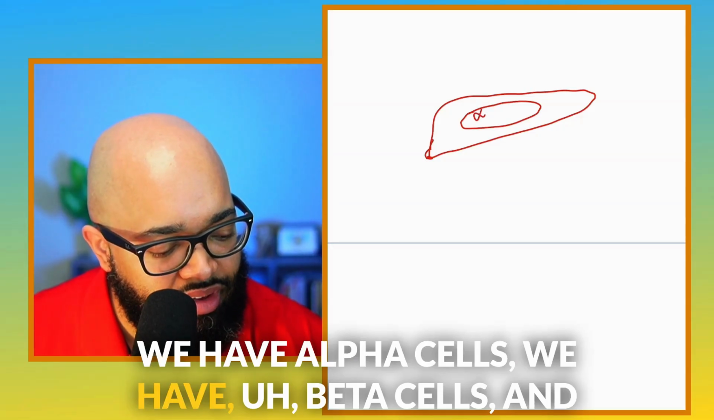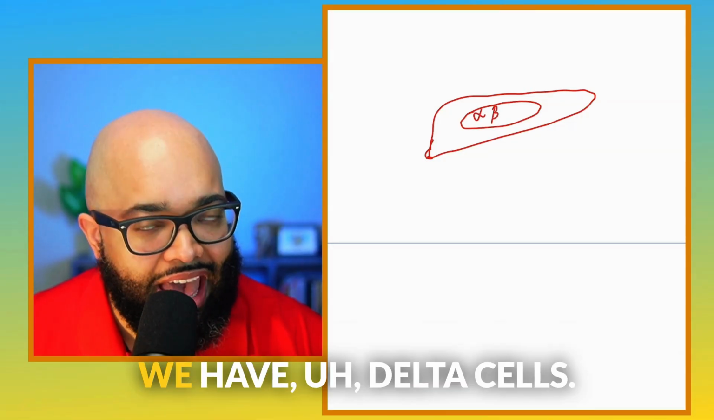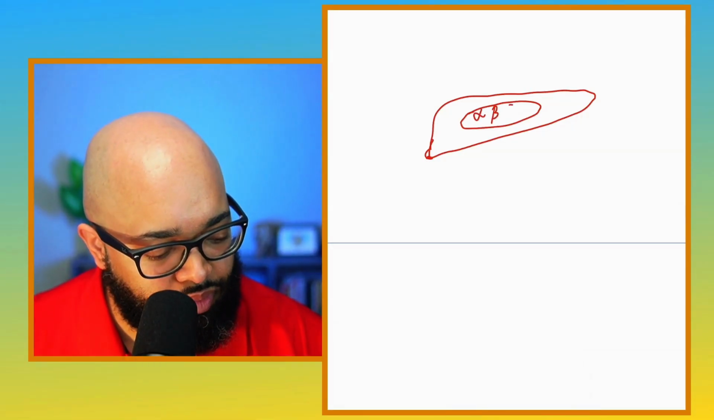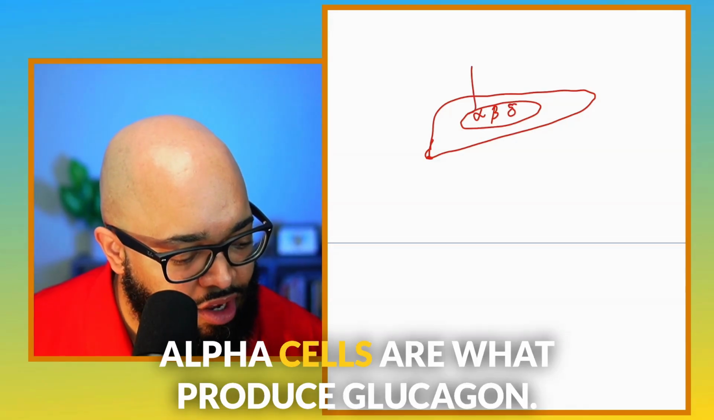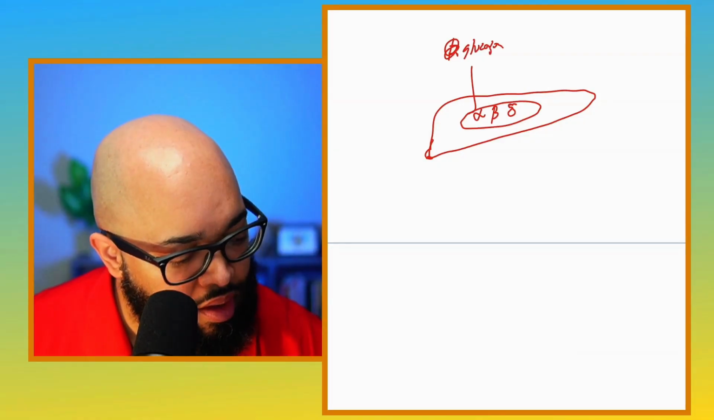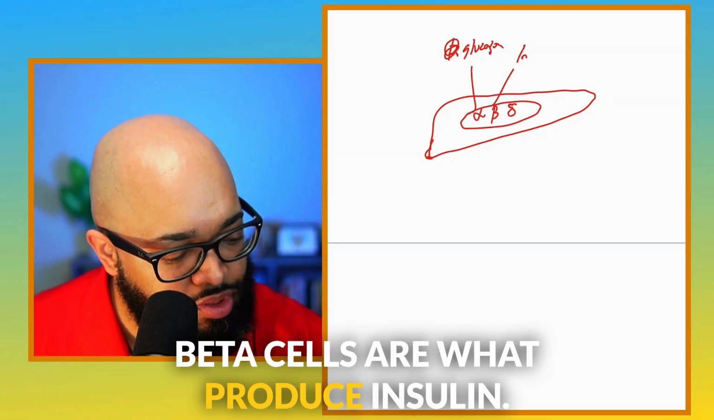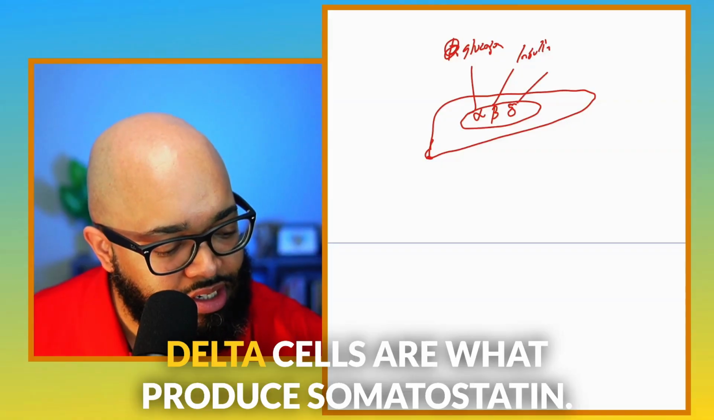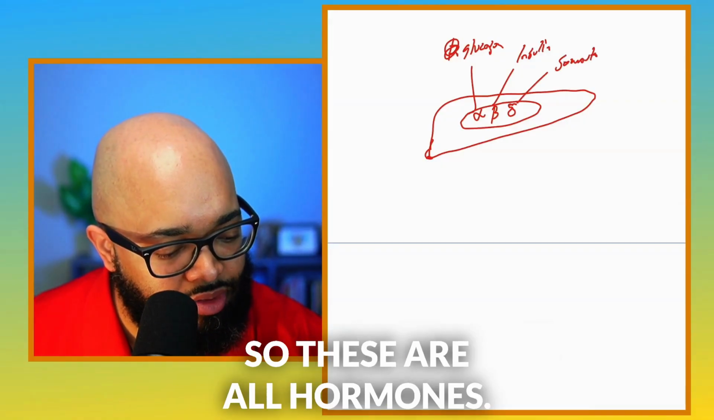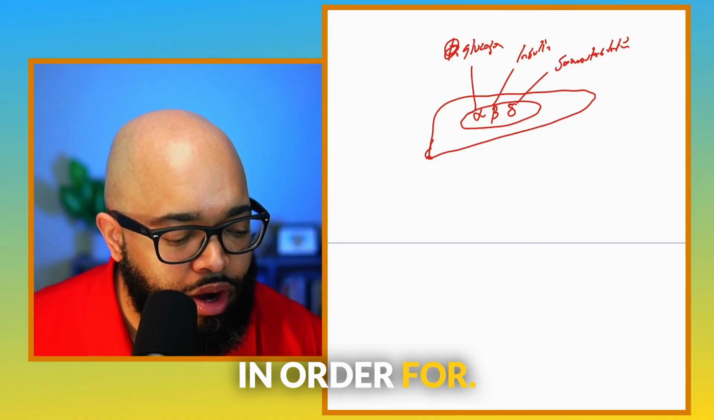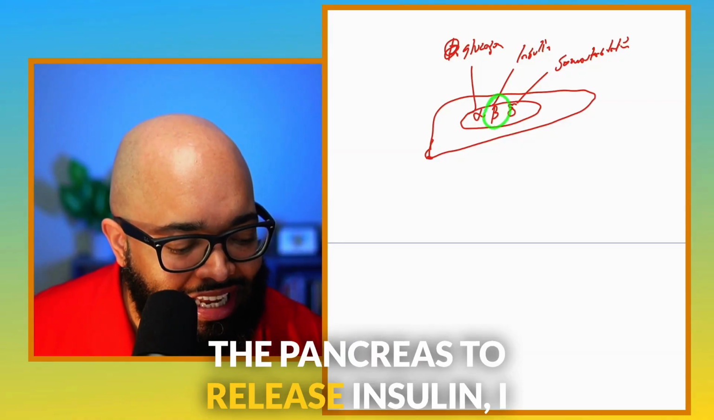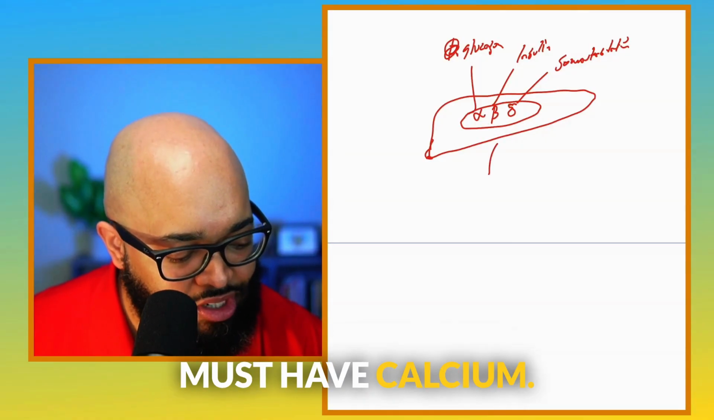There are three types of cells in here. We have alpha cells, beta cells, and delta cells. Alpha cells are what produce glucagon. Beta cells are what produce insulin. Delta cells are what produce somatostatin. So these are all hormones. In order for the pancreas to release insulin, I must have calcium.